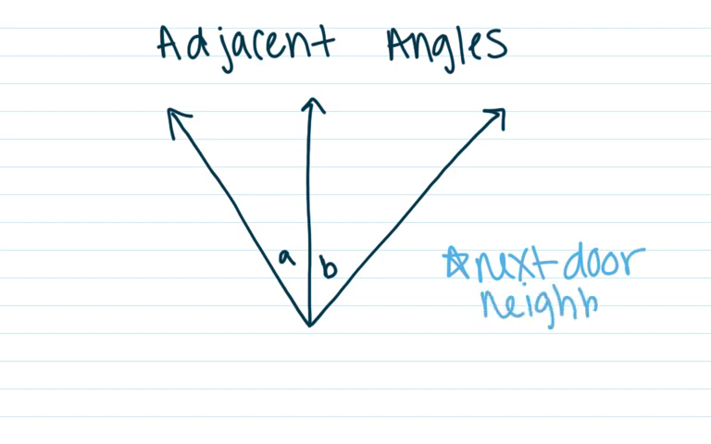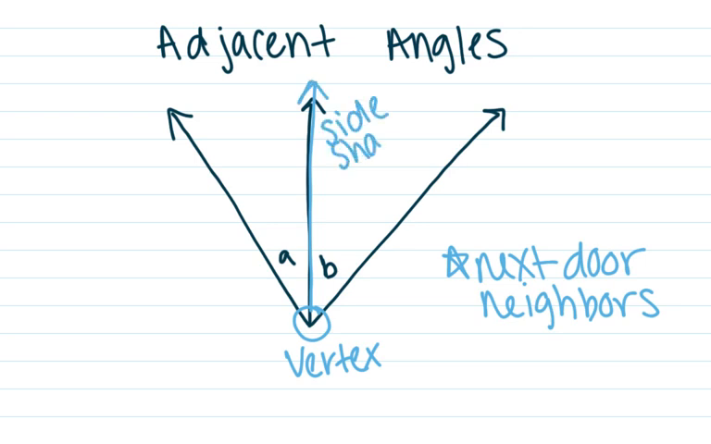What's really cool about that is that they share this, which is called a vertex, so they share a vertex. That's that pointy thing there. And they also share a side. So this side right here is the side that they share. So shared vertex and shared side. That's what makes them adjacent angles, they are like next door neighbors. They live right next to each other, kind of like apartments. If you've ever lived in an apartment, you share a wall with the person that you live next to, and that is what's happening with these two angles.